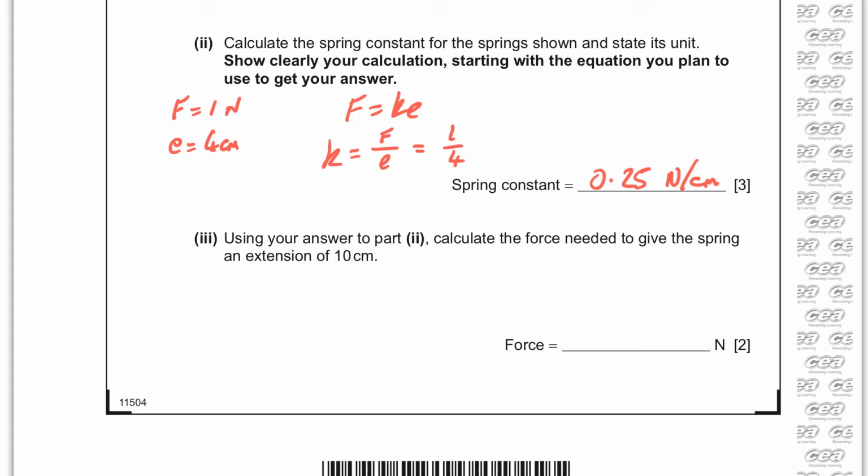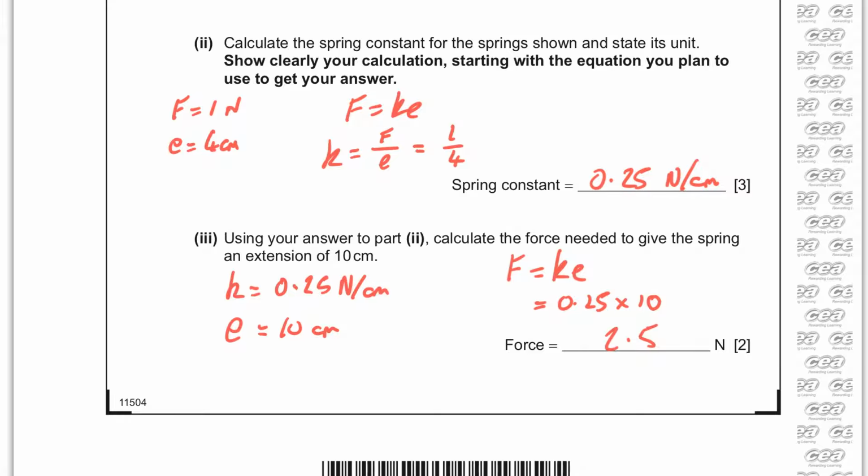Using your answer to part 2, calculate the force needed to give the spring an extension of 10 centimetres. So what we do here is we bring that K down, and we use it in conjunction with that extension of 10, and we just fill in our Hooke's law equation. So F equals Ke is going to be 0.25 times 10, which is going to give us 2.5. So we get 2.5 newtons for that.